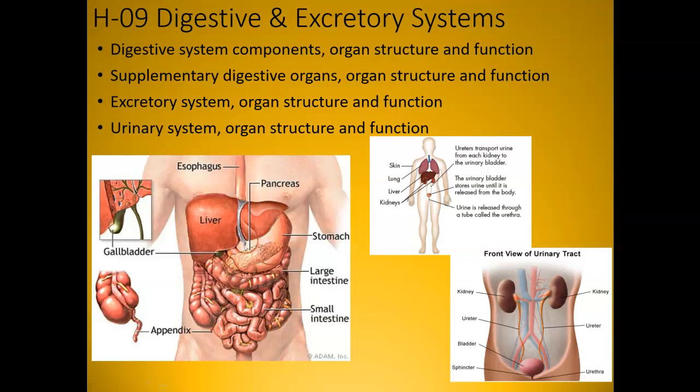Then we got into the excretory system: skin, lung, liver, and kidneys. And we mostly focused on the urinary part of that, which is the kidneys, the ureter, the bladder, and then the urethra. And the kidneys, again, remember, filter blood. So as blood comes in, the kidneys filter that blood and remove the waste and keep the stuff that they want to keep.